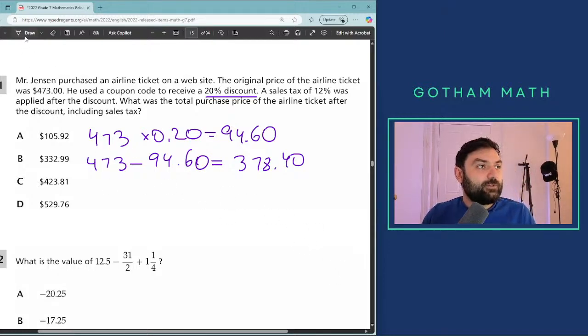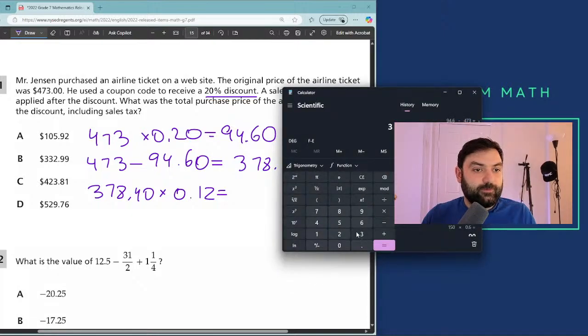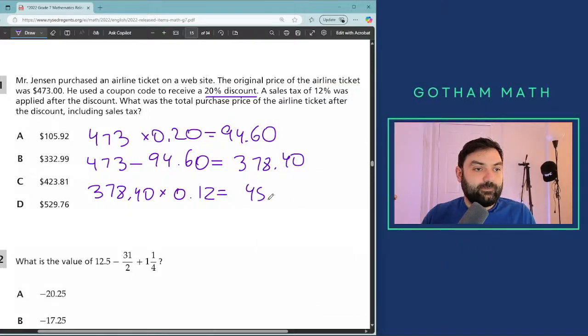All right. So now we're going to find the 12% tax of that price. So it's going to be 378.40 times 0.12, which is $45 and let's say 41 cents, right? We're going to round. $45 and 41 cents. This is the tax that we're going to add to the price.